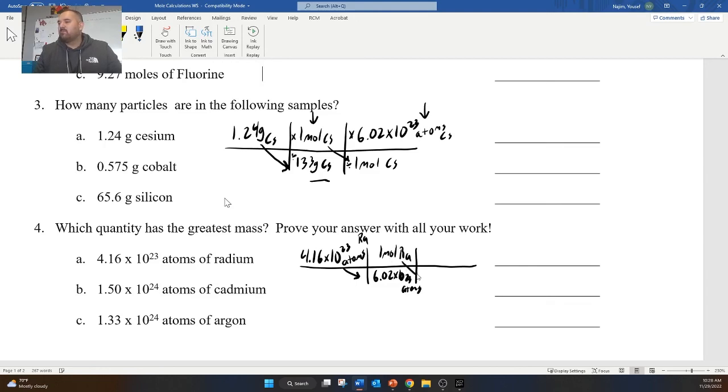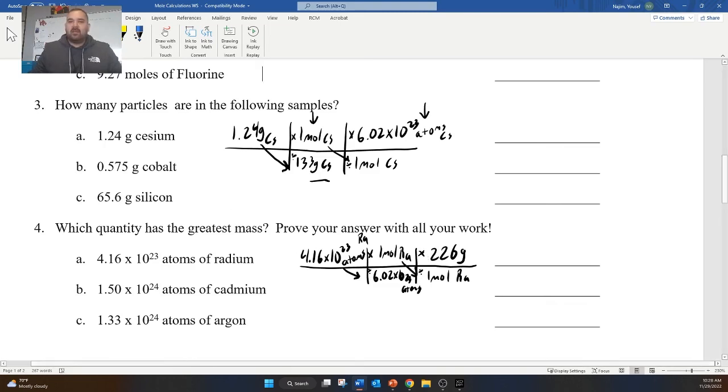And then we have moles up here, which means we need moles down here. 1 mole of radium is equal to how many grams? So radium is 226 grams. So then we just divide by the bottom, multiply by the top, divide by the bottom, multiply by the top.